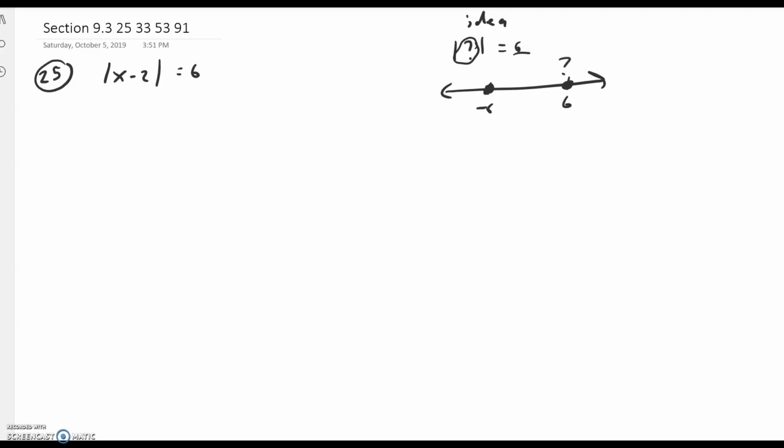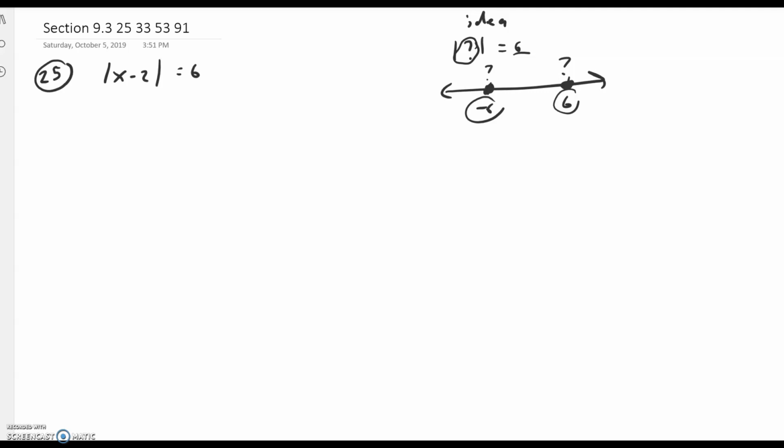That unknown thing can be at 6 because the absolute value of 6 is 6. Or the unknown thing can be at negative 6 because the absolute value of negative 6 is positive 6. Remember, the absolute value of a number is its distance from 0. Both of these are 6 away from 0, so they both have an absolute value of 6.